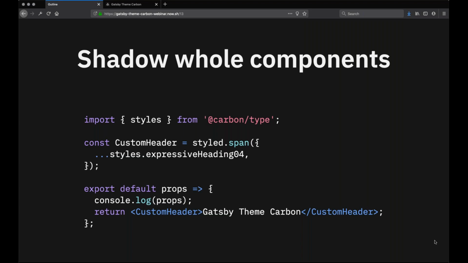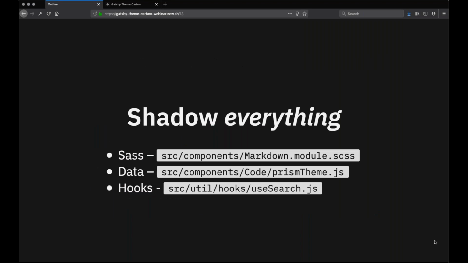So finally is shadow everything, right? This is where you don't necessarily have to shadow our React components. We use Sass modules, so you could replace an entire style sheet. You can provide data. Our Prism syntax highlighting theme is defined as a Prism theme object. So just by replacing the Prism theme.js file with your own Prism theme, that's going to be the theme that's used to power our syntax highlighting features.